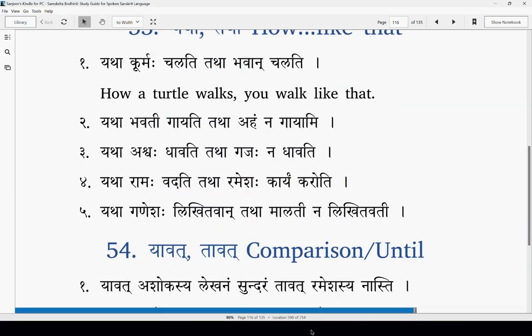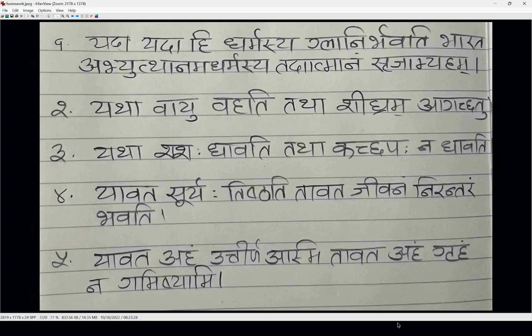So some of you have sent me the homework. Thank you for that. This is looking good. Yada yada hi dharmasya glanirbhavati bharata, abhyutthanam adharmasya tada atmanam srijamyaham, is an example of yada, tada. Yatha vayuhu vahati tatha shighram agacchatu. Uttamam. यथा शशः धावति तथा कच्छपः न धावति. बहु उत्तमम्. यावत् सूर्यः तिष्ठति तावत् जीवनं निरन्तरं भवति.